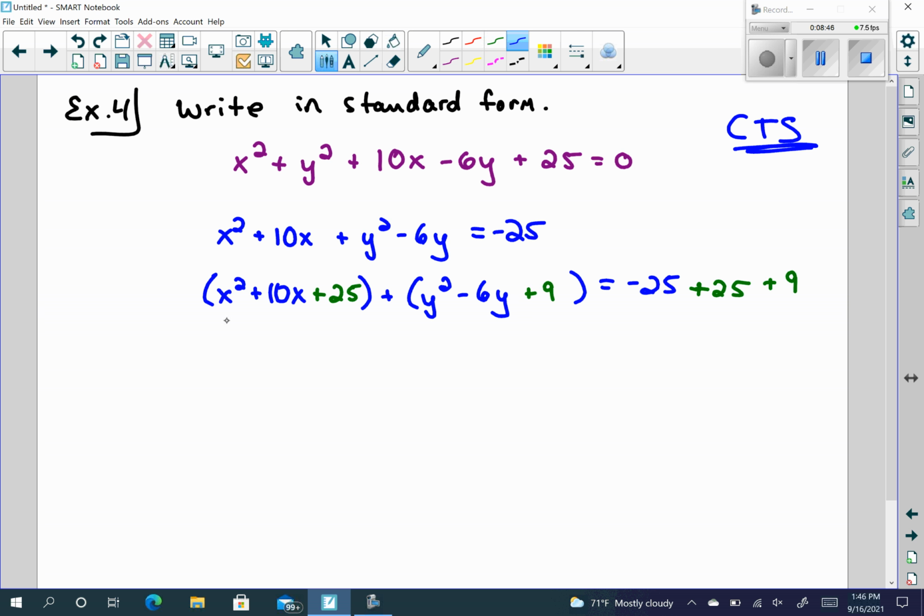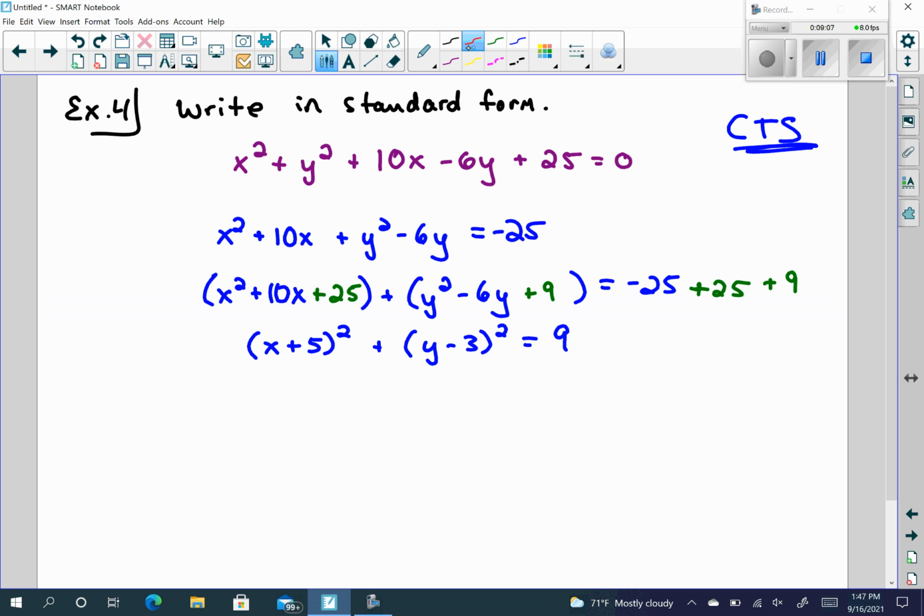So now I can write this quantity, since it's a perfect square trinomial, as the quantity of x plus 5 squared. All you have to do is factor that into two binomials, and you'll see that it comes out to x plus 5 squared. Next, since there's a minus sign, I do y minus 3 squared. Here the 25s together give us 0, so this is just 9.